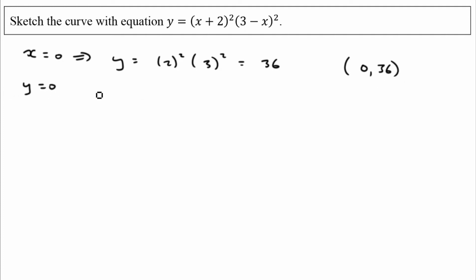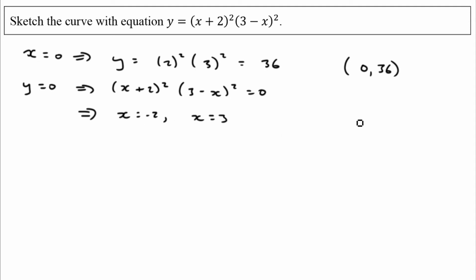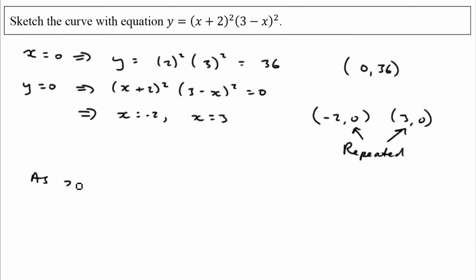If y is 0, then we have that x plus 2 squared times 3 subtract x squared is 0. So therefore either x is negative 2 or x is 3. So we have intersection points with the x-axis at negative 2, 0 and 3, 0. But in both cases they are repeated roots, because they are both in brackets in the factorization which occur twice. What about the behavior as x tends to infinity?